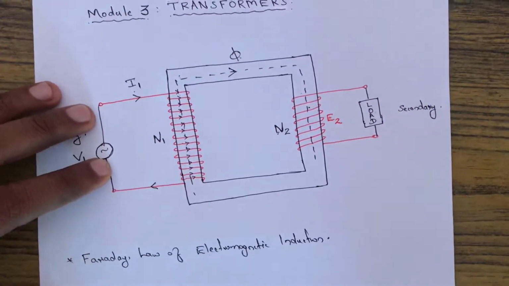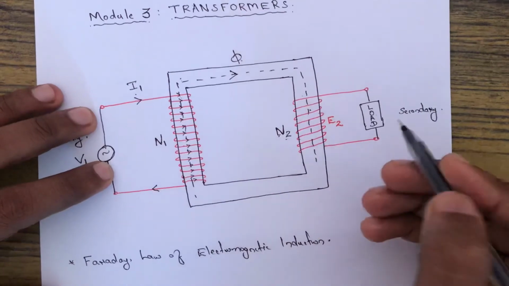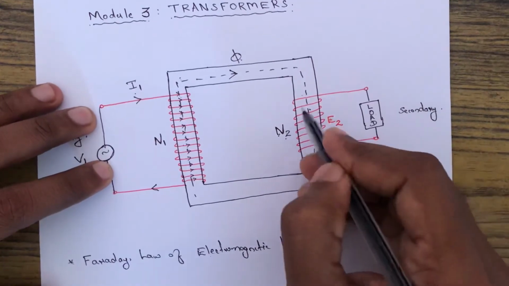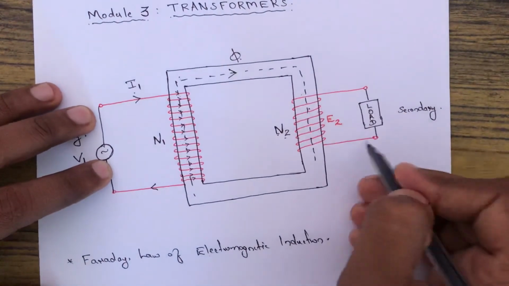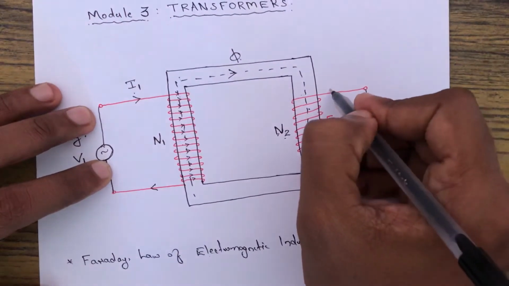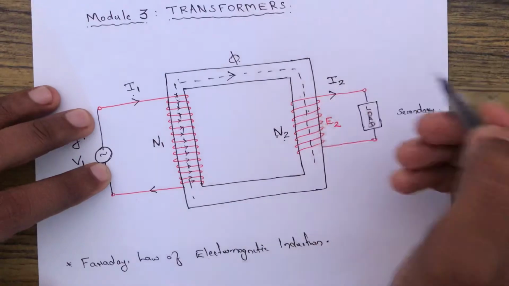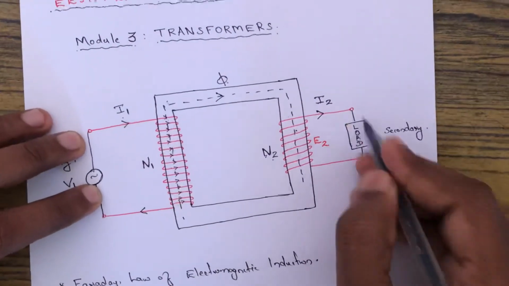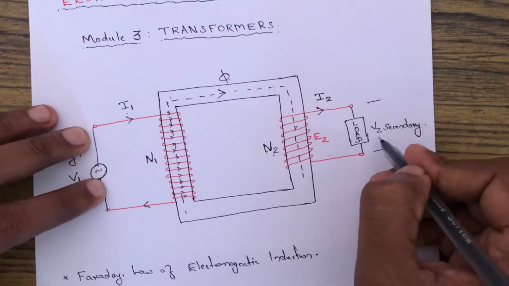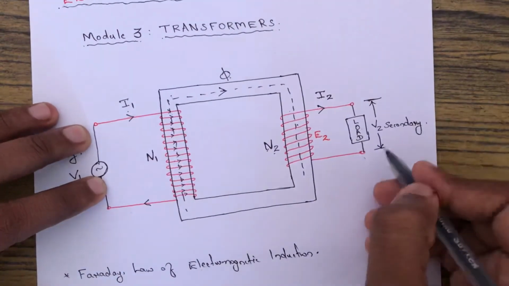So according to Faraday's law, there is a relative change between the flux and the conductors. The flux is alternating and the conductors are stationary. Therefore, an EMF E2 will be induced in this conductor, and since it is a closed path, a current will flow due to this induced EMF. That is the secondary current I2, and it flows through the load. Let us say the secondary voltage, that is the voltage across the load, is V2.